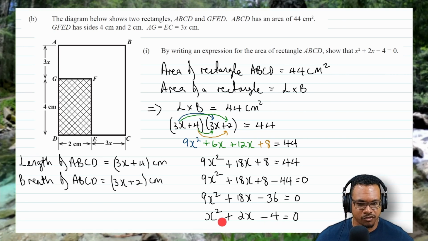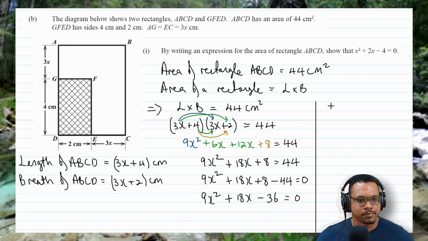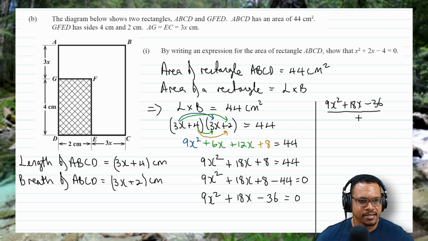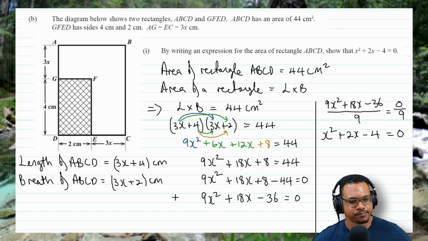So notice that you'll get the quadratic equation that they asked you to show by dividing both sides of the equal sign by 9. So I'm just going to come across here and write it properly. So I'll have 9x squared plus 18x take away 36 divided by 9 is equal to 0 divided by 9. So that will give you your x squared plus 2x take away 4 is equal to 0.